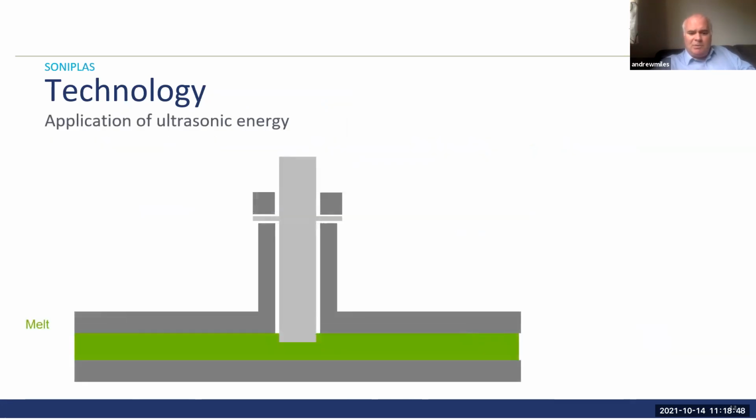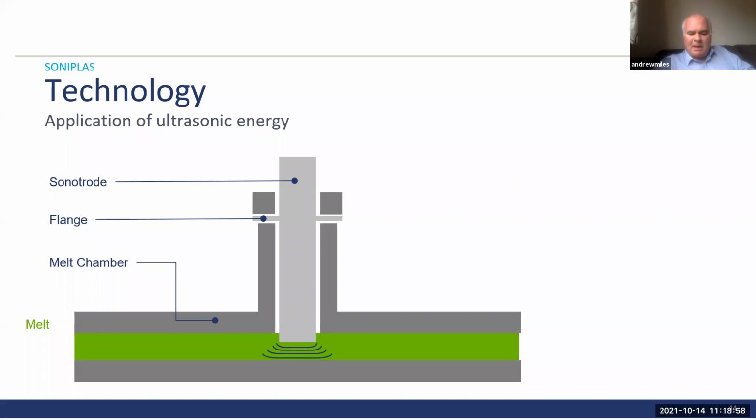So in simplistic terms, we've got to step through a sequence of a few clicks here. So this is the piece of equipment with the sonotrode sitting in the melt flow. And if we click the next one, you'll see that we vibrate the sonotrode at 20 kilohertz. And that we believe is causing an orientation of molecules in the direction of flow, reducing the pressure.